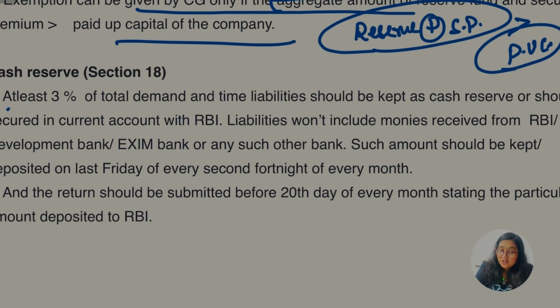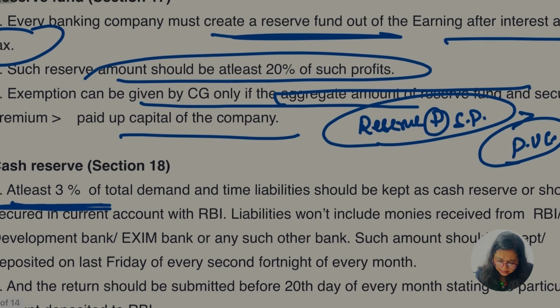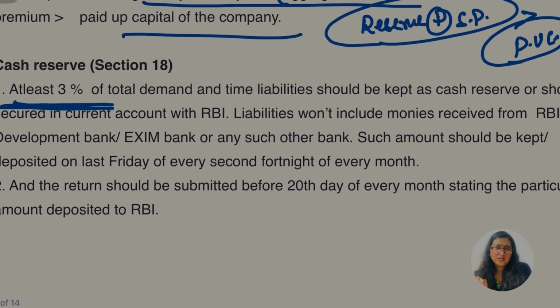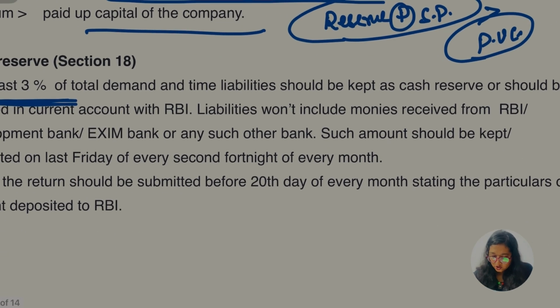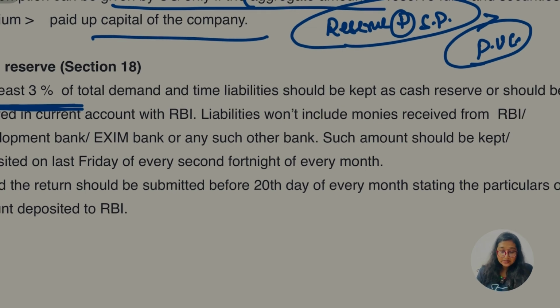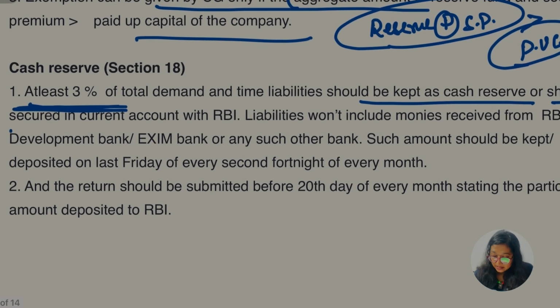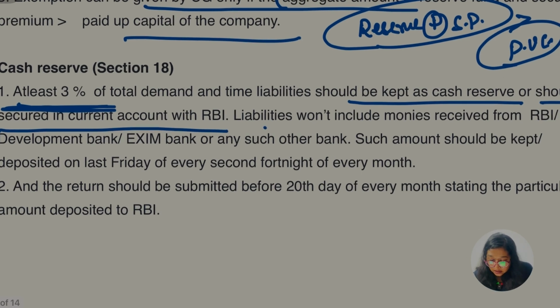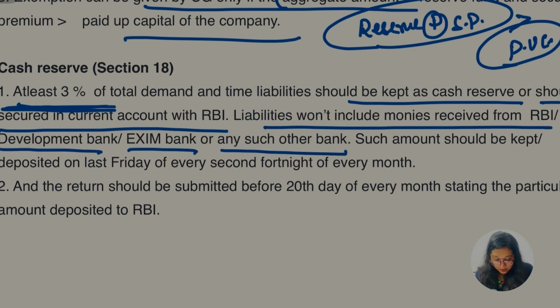And what about the cash reserve? As per section 8, at least कितना परसेंट? 3%. MCQ question है भैया, ये भी MCQ question है. So at least 3% of the total demand and time liability should be kept as cash reserve or secured in the current account with the RBI. Liabilities won't include money received from the RBI, Development Bank, Exim Bank or any other such bank.